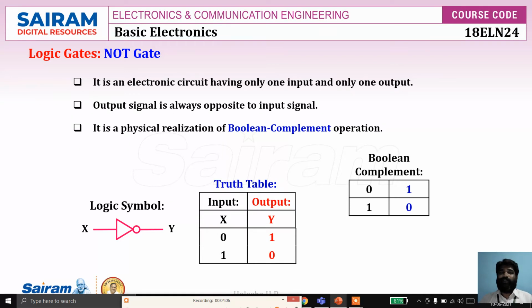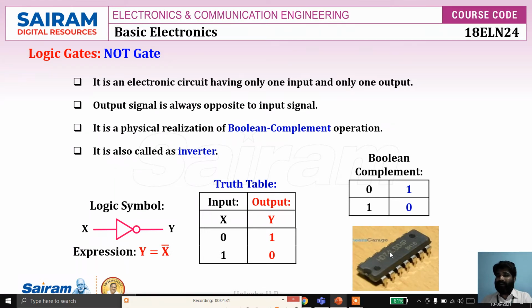The definition of the NOT gate is an electronic circuit having only one input and one output. Output is always opposite to input, and it is a physical realization of the Boolean complement. It is also called an inverter, as it inverts the input. The expression is y equals x bar, the complement. And this is an IC. As I said, gates are available in ICs. Within this IC there is an electronic circuit which implements the NOT gate operation. In a single IC we have 6 gates. The IC number is 7404. Clear now?